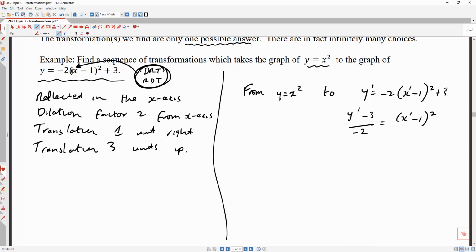Now that we've got these paired up, what I can do is just pair them up like this. I'm going to say that y is (y dash take 3) on -2. And x is this thing here. x is x dash take 1.